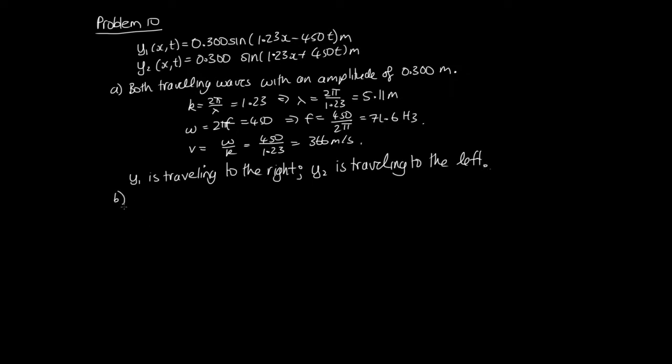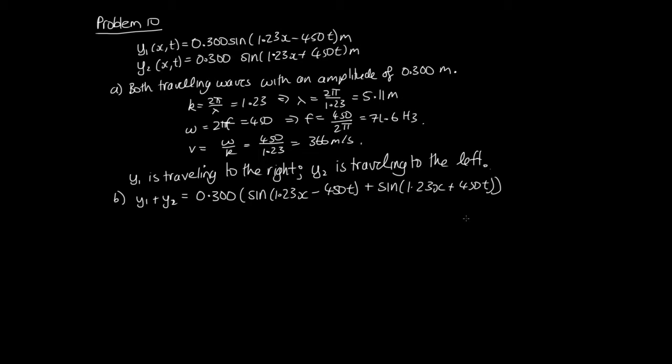Okay, now in part B of the question, it asks us to write down an equation for the superposition of the two waves. So to get the superposition, we have to add y1 plus y2. So we can write this as equal to, we'll take the amplitude out the front as a common factor. So it's sine 1.23x minus 450t plus sine 1.23x plus 450t.